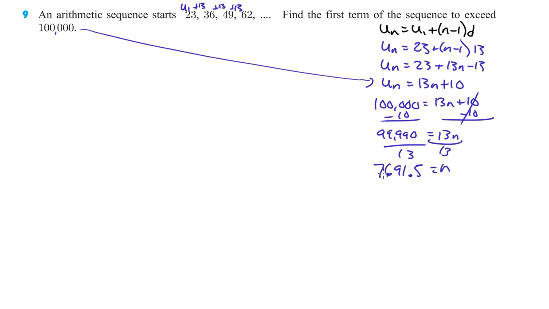So if we did 7691, that would be just less than 100,000, but we want to know when it's going to exceed 100,000. So regardless of what this number is, we're going to want to make this number bigger. So n is going to have to equal 7692. Okay, even if this was a 0.1, this would still be 7692 because it has to exceed.